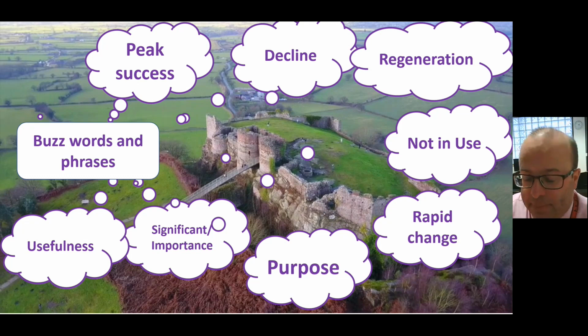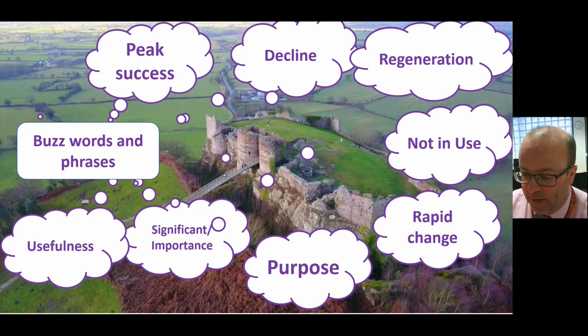So I've used phrases like peak success and decline and not in use, regeneration, when money's been spent on it to rebuild it or redesign it. But if you can also talk about the rate of change, the speed of change, slow decline, rapid change, talk about how quickly or slowly things happen, that's another developed explanation which an examiner would like.